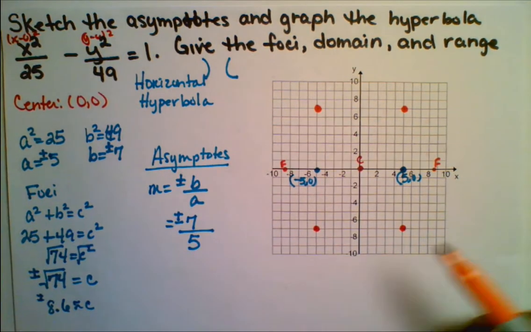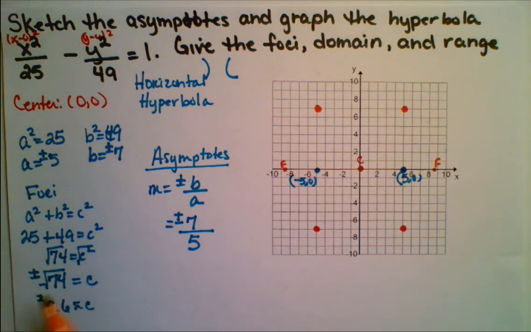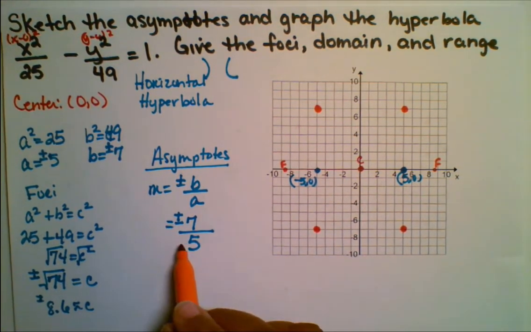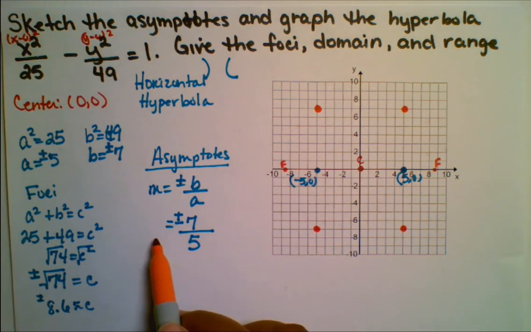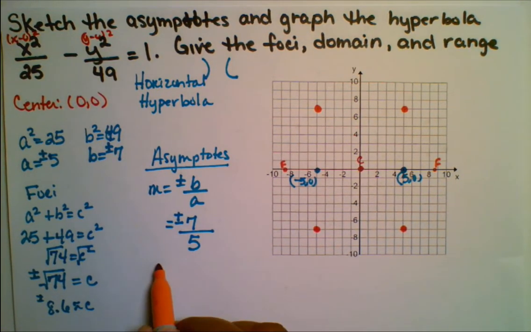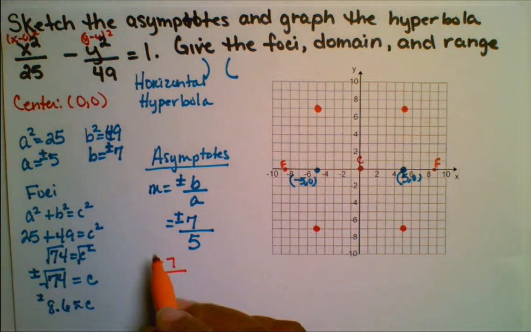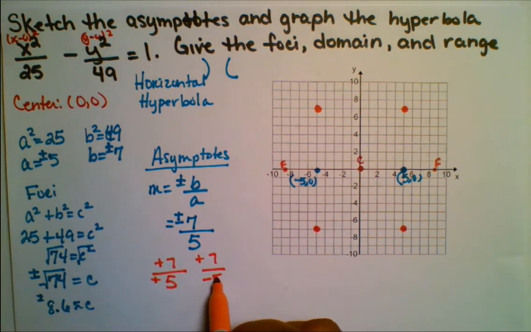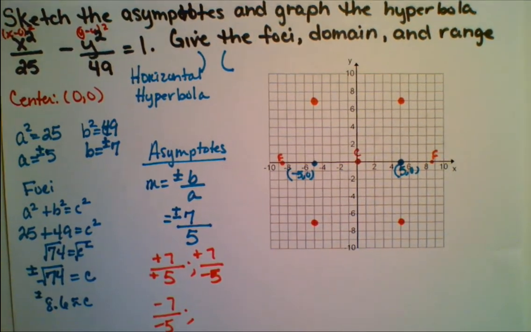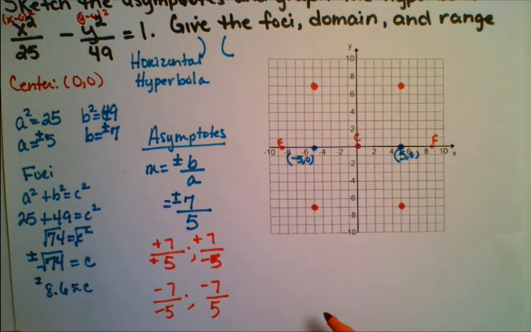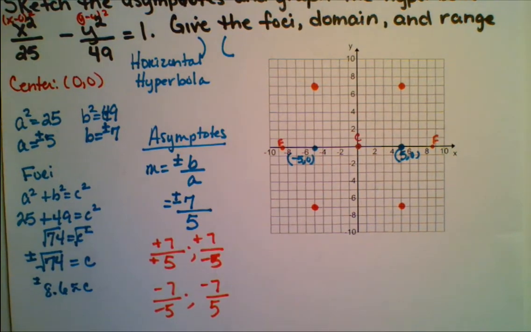And the reason why I'm doing this here, so you're saying, well, how am I getting these 4 points? Well, we can write this, our asymptote, the slope component, m is equal to plus or minus 7 over 5. You can say plus 7 over 5, positive 5. We can say plus 7 over negative 5. We can say -7 over -5. And we can say -7 over +5. Those are the four possible solutions.